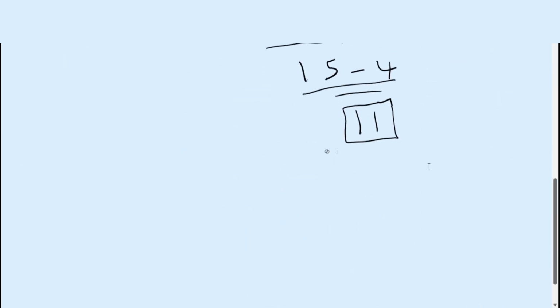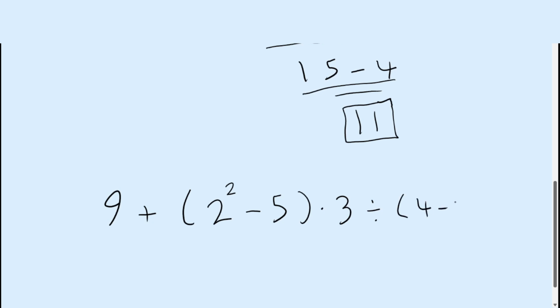So here, I want to give you guys a problem to figure out yourselves. So let me write it out. 9 plus 2 squared minus 5 times 3 divided by 4 minus 2.